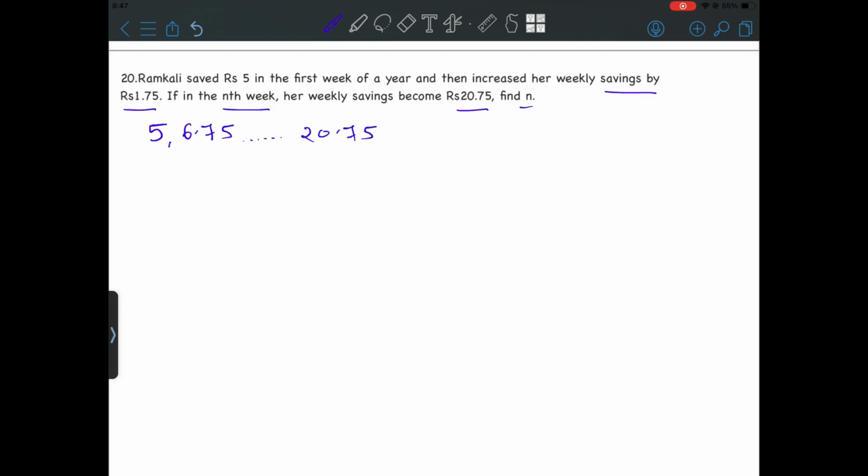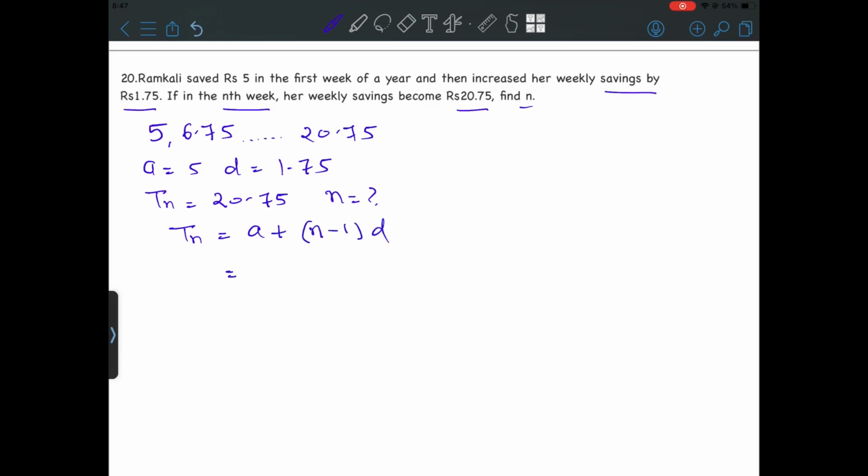So now in this AP, the first term is 5, the common difference is 1.75, and the last term is 20.75, and we need to find the value of n. That means in how many weeks she achieved this saving. So if you use the Tn formula, Tn is equal to a plus n minus 1 into D. The value of Tn is 20.75. The value of A is 5. And we have to find n minus 1 into D, right? So now that becomes 20.75, 5 goes to the left hand side and becomes minus, is equal to n minus 1. And the value of D is also given, right? So we can put 1.75.